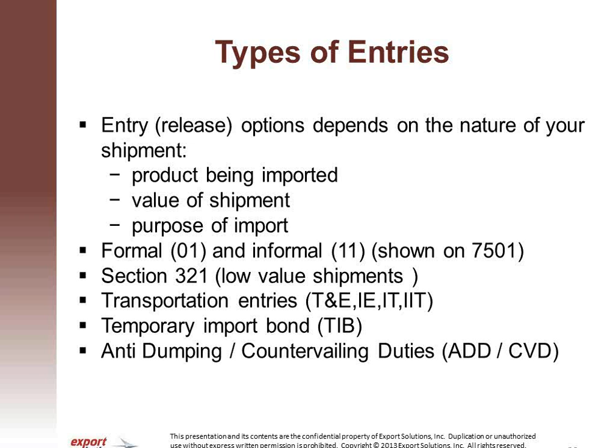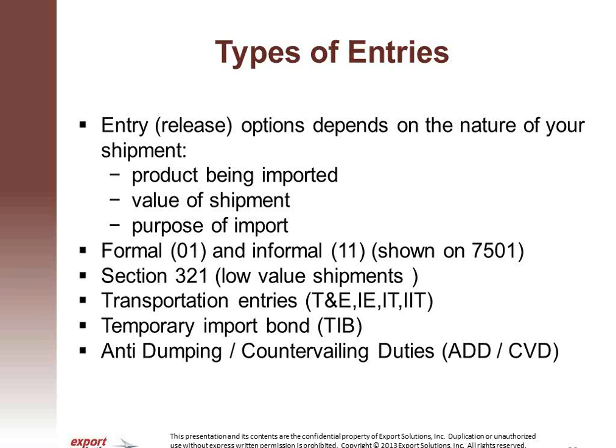For low value shipments, if it's under $2,500 or under $2,000, most commodities can go through Section 321 or an informal entry. If it's textiles, the value limit is lower, like $250 for an informal entry. The reason is that there are a lot of controls around textiles. There are additional fees, duties, and limitations on certain types of products that can be brought in from certain countries. So they only allow the $250 mark for textiles.